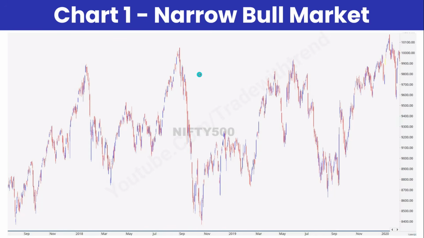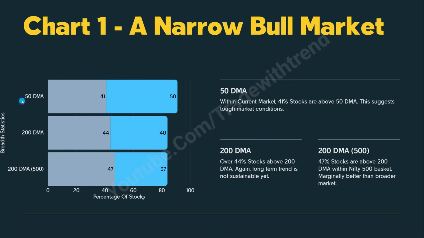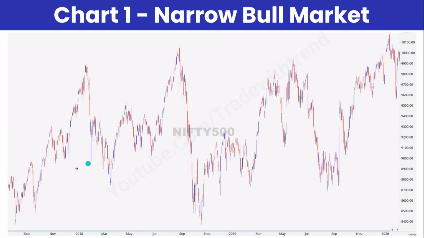Now, what usually happens in a narrow bull market? See, in a strong bull market, this number that you see, 200 DMA, almost 70 to 80% stocks remain above 200 DMA. And then they keep fluctuating, so you get a lot of investment and trading opportunities. But in a narrow bull market, typically this is what happens. This is a snapshot of 2017 to December 2020.